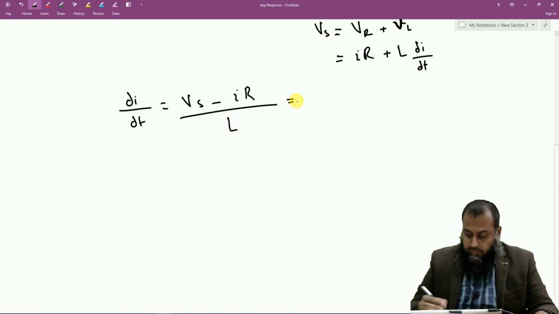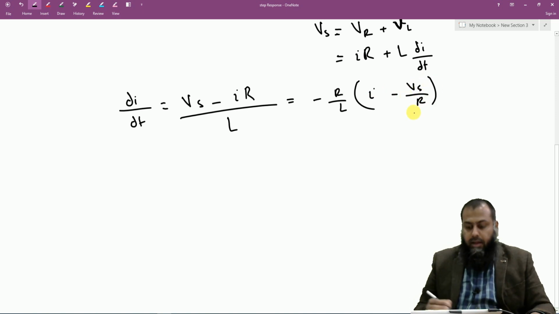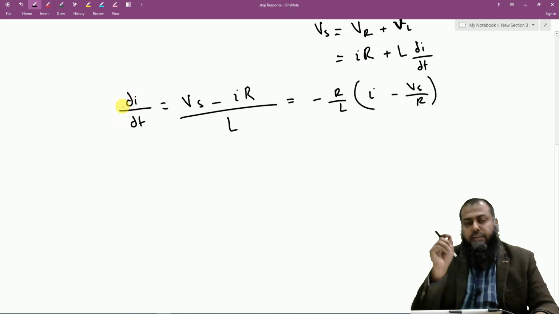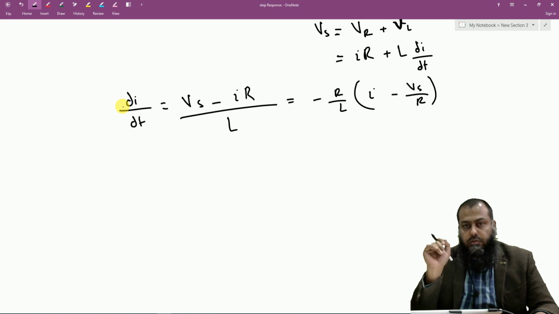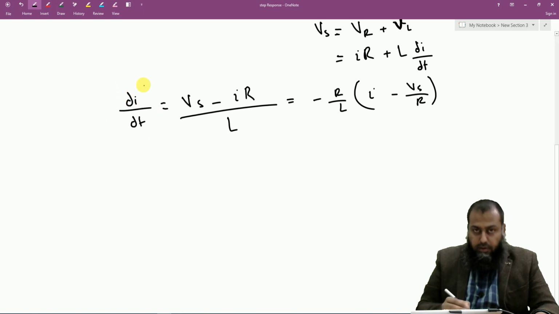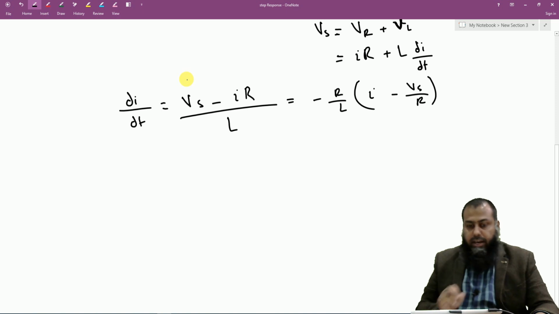And that is equal to minus R over L times i plus Vs over L. If we solve for this derivative di/dt, we will get the expression for the current at any time instant t after the switch is closed. So that is the goal: to solve this differential equation for i(t).